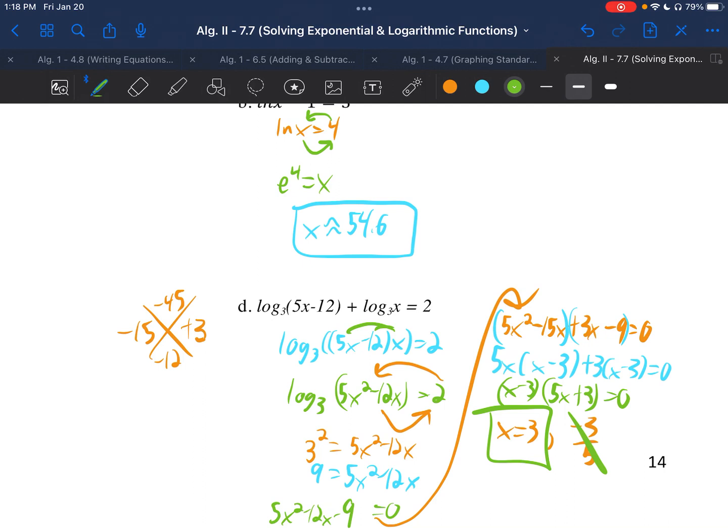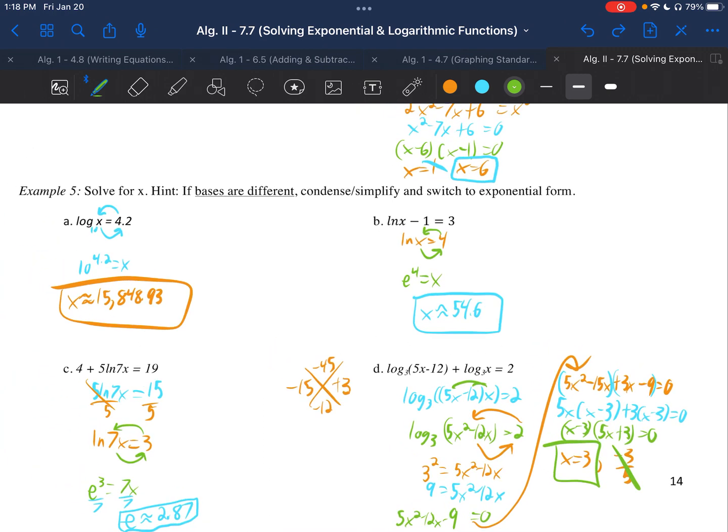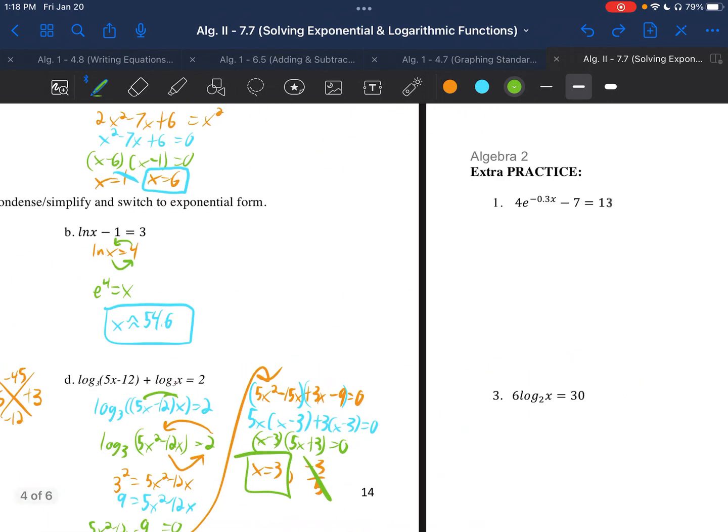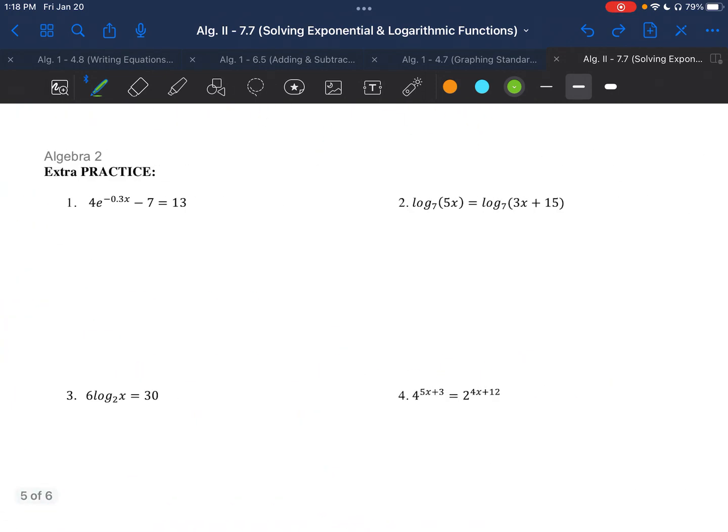That one is a bit bigger, and that was the first one we had to do that condensing part, where we had logs with the same bases on that side. So we condensed it in order to be able to continue on solving. Whereas examples A, B, and C, we didn't have to do that when we isolated it because there were no other logarithms. On to the next part.